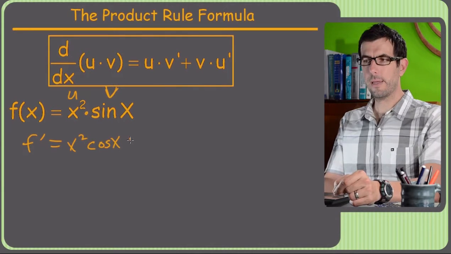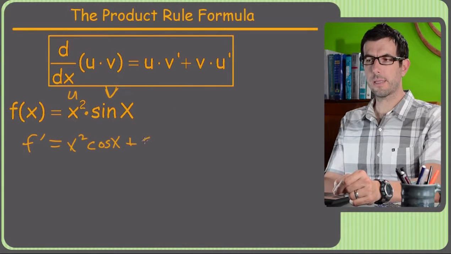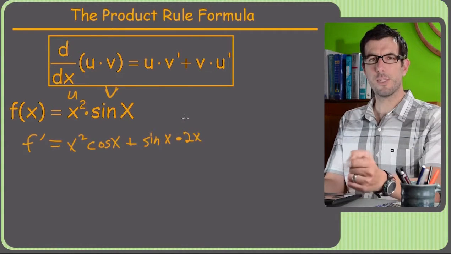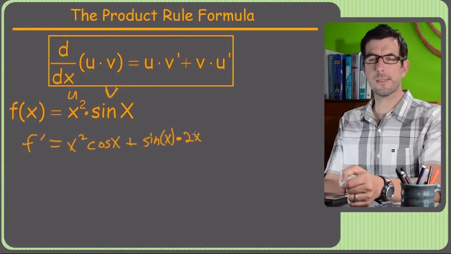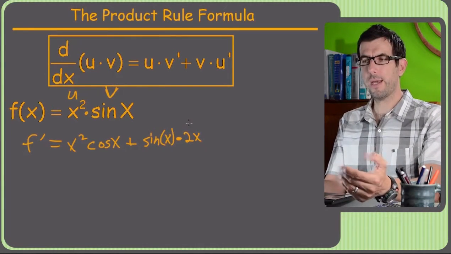Then we're going to add v, which is sine x, times u prime, which is just 2x. Now, why did I put this dot in here? It wasn't totally necessary. I just wanted to make it really obvious that the x is the only thing the sine is of. The 2x is added on the end, as it's multiplied.